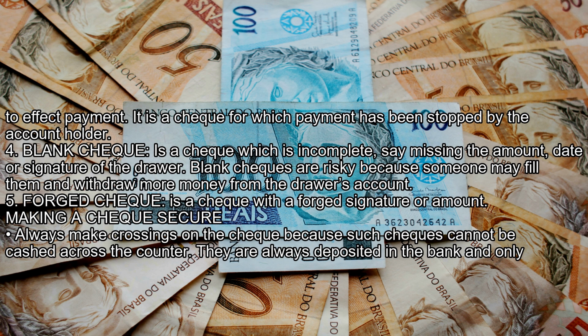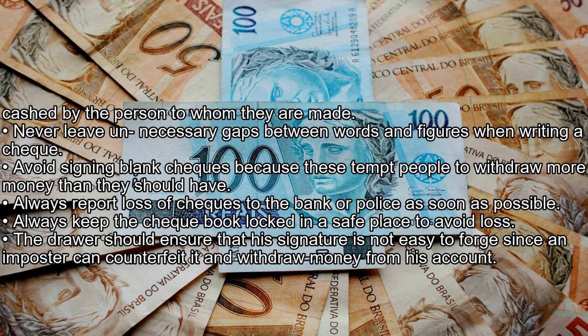Making a check secure. Always make crossings on the check because such checks cannot be cashed across the counter. They are always deposited in a bank and only cashed by the person to whom they are made. Never leave unnecessary gaps between words and figures when writing a check. Avoid signing blank checks because these tempt people to withdraw more money than they should have. Always report loss of checks to the bank or police as soon as possible. Always keep the checkbook locked in a safe place to avoid loss.